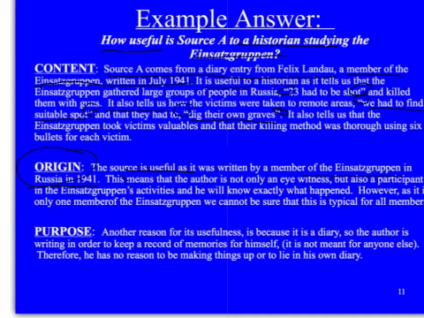The final paragraph is about the purpose of the source, or why it was written. Again, this part should start by saying why its purpose makes it useful. Another reason for its usefulness is because it's a diary, so the author is writing in order to keep a record of memories for himself. It's not meant for anyone else. Therefore, he has no reason to be making things up or to lie in his own diary.